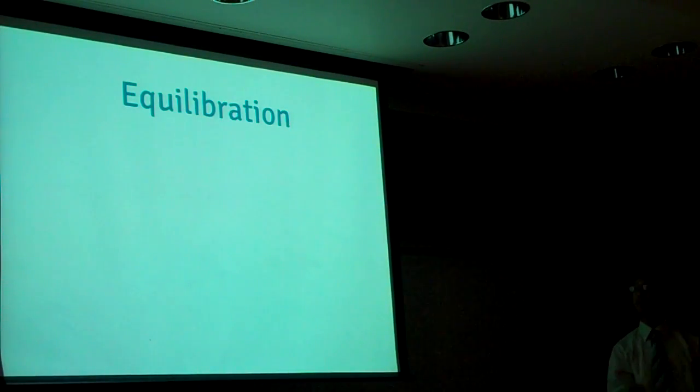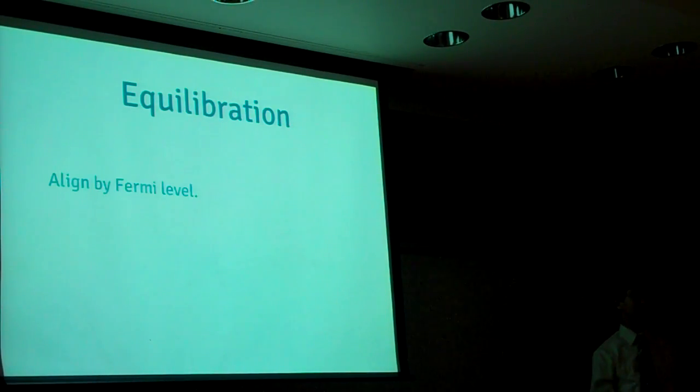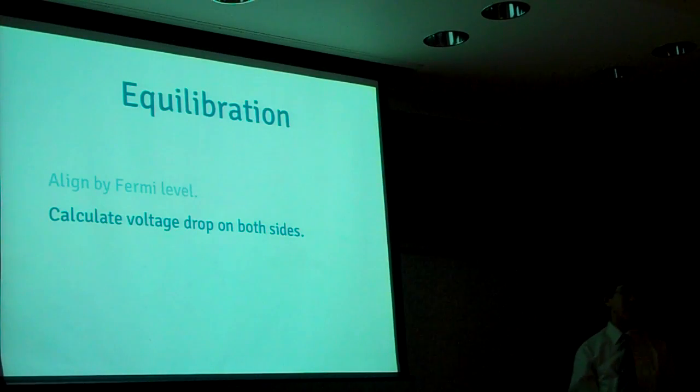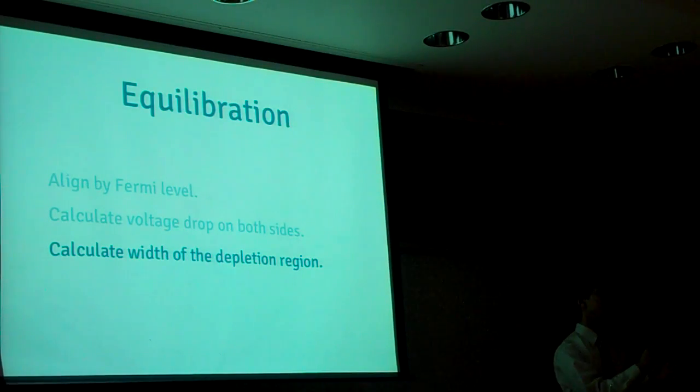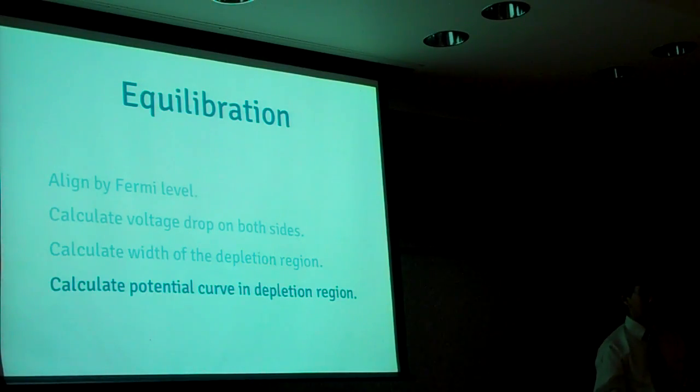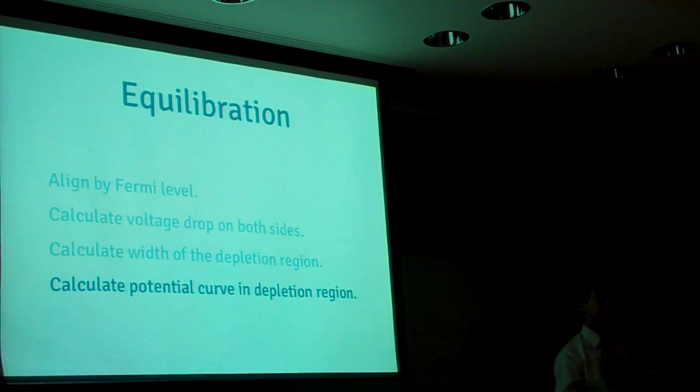And the act of balancing out the Fermi levels when the electrons move is called equilibration. And that's the next step in the calculations. So first we find the difference in Fermi levels. We take the material with the higher Fermi level and move all of its bands downward so that the Fermi levels are aligned. Next we would calculate the voltage drop on both sides of the junction. And we would use that to calculate the width of the depletion region, which again is the area with little to no carriers. And finally, we calculate the potential curve, which is the band bending that we saw earlier.